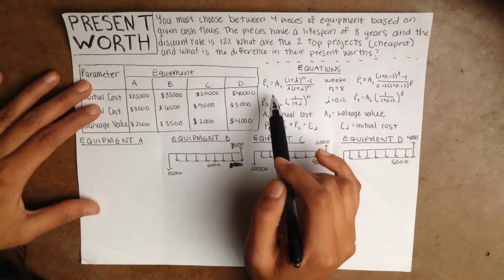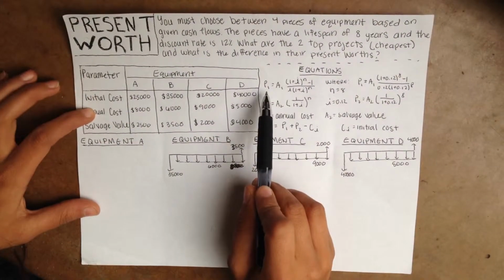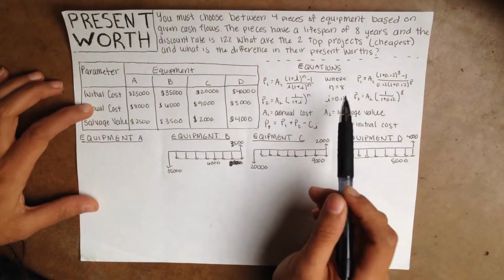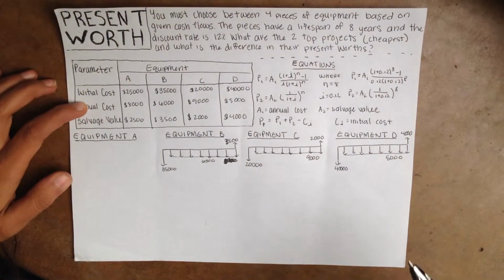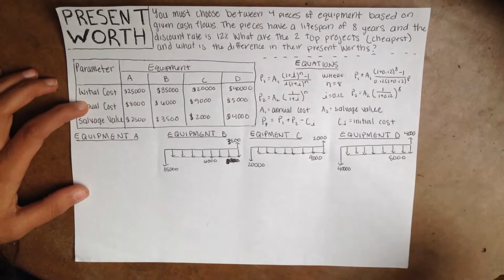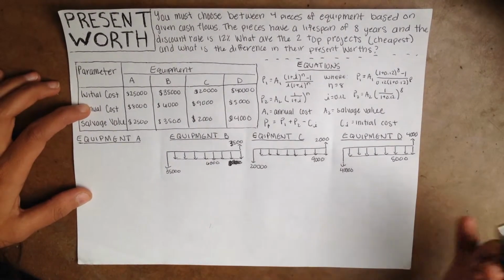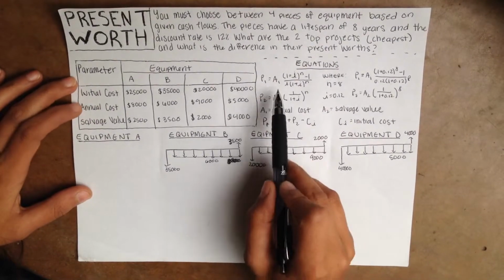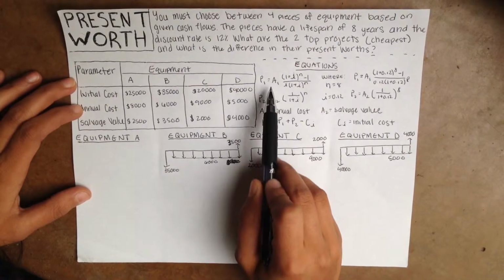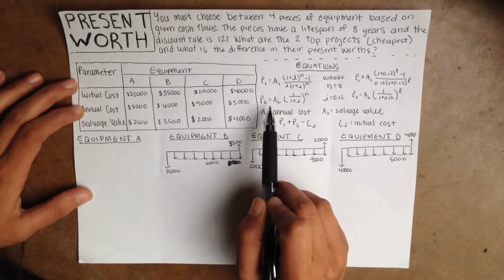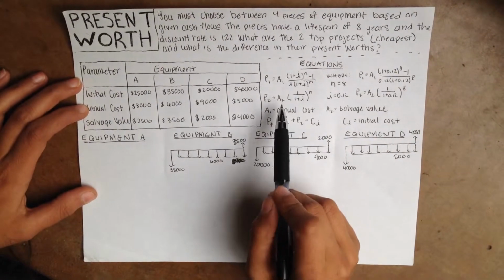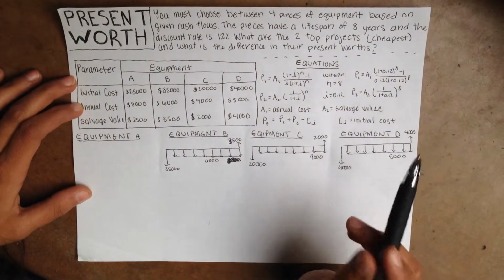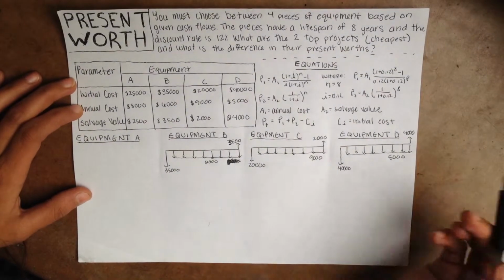The first equation is going to give us a present worth, and this one is used for costs that are consecutive over a certain number of times. So P1 is going to deal with the annual cost. That's what A1 is going to be, our annual cost. And in P2, this equation deals with a cost or profit that is only one time at a certain year.